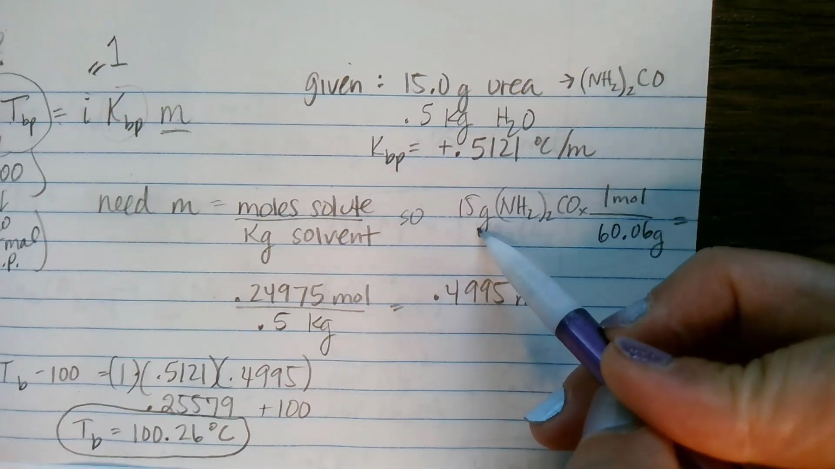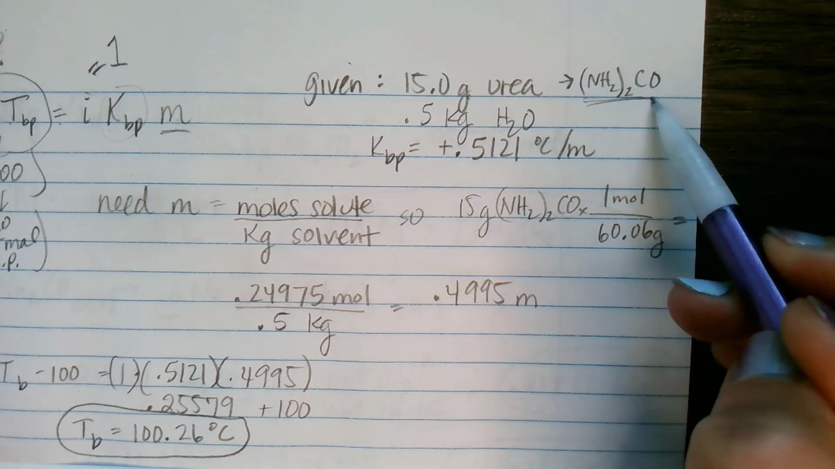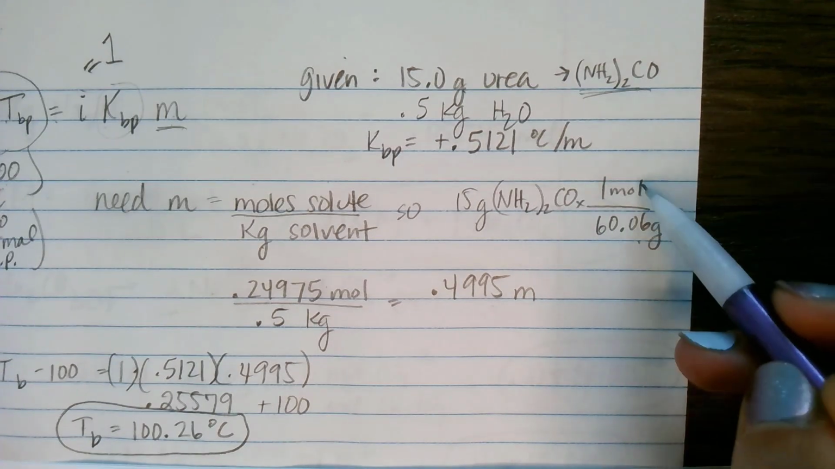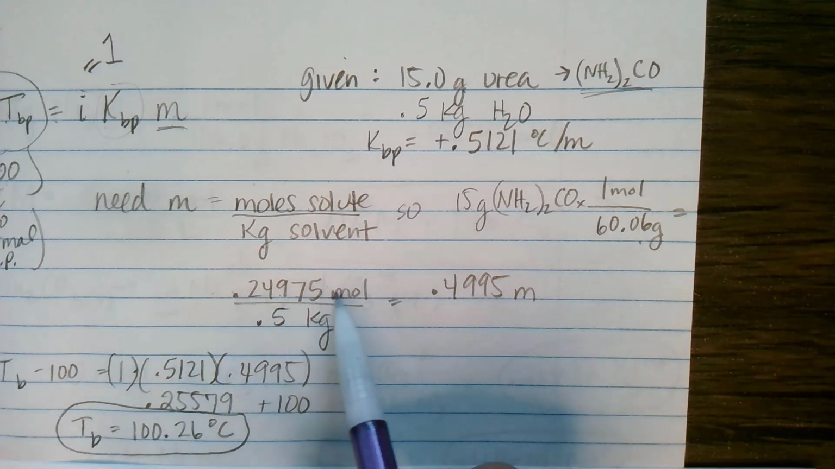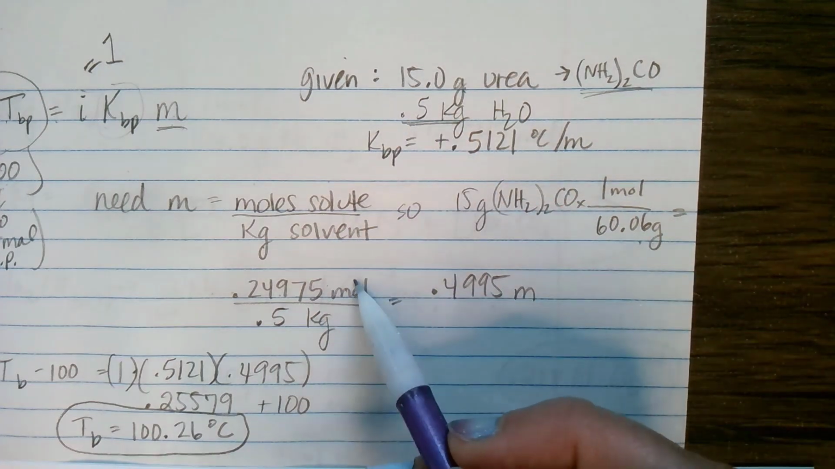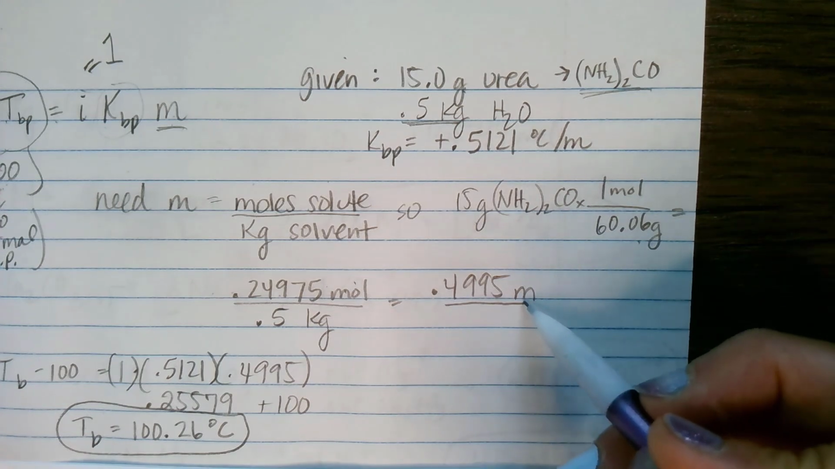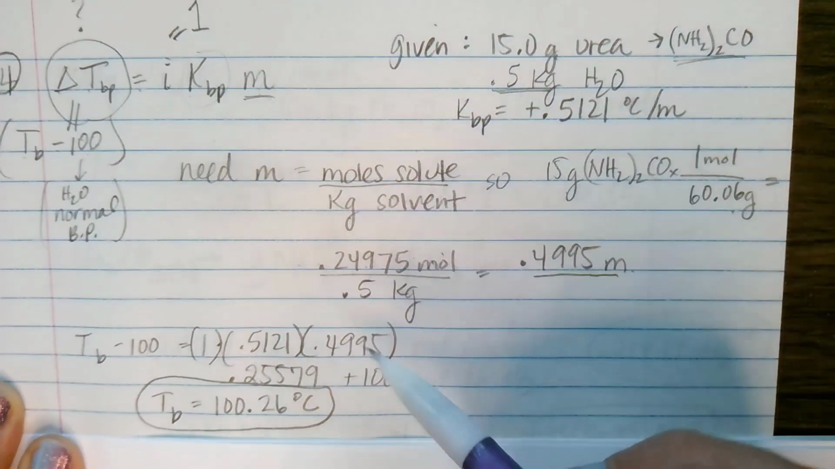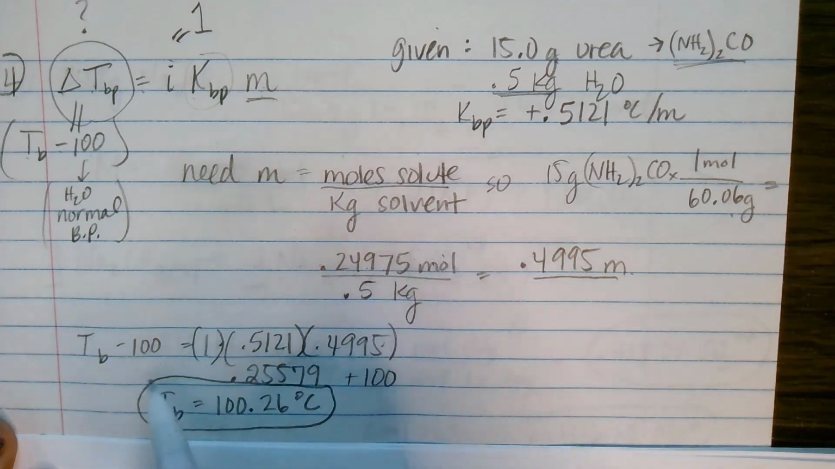So let's take our 15 grams of urea. We can get from grams to moles. Finding the molar mass of the urea, which is 60.06 grams in 1 mole, I got 0.24975 moles. We were told that we had 0.5 kilograms of water, so moles per kilogram. All right, so that gives us our lowercase m, molality, 0.4995. So now we're just going to plug that in for m. There's our m, there's the constant that we were given, there's I, which is 1.